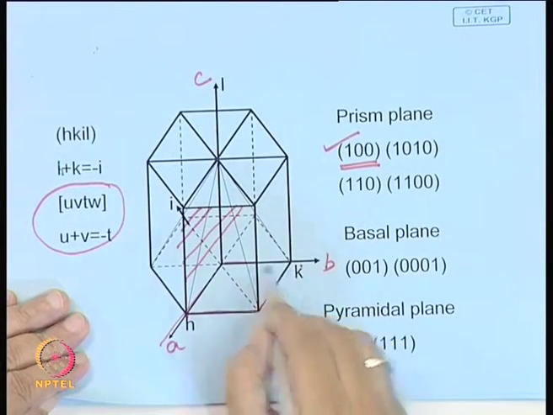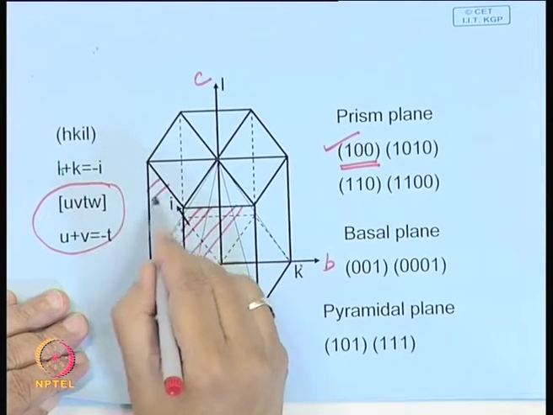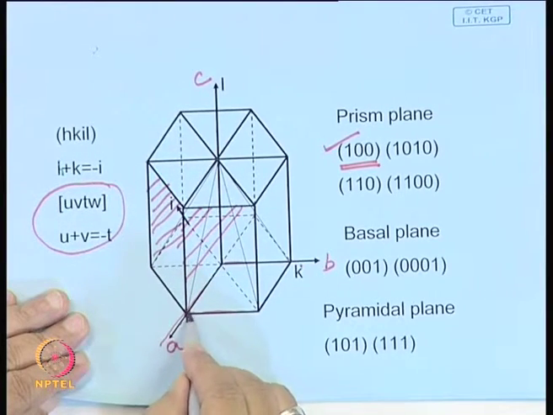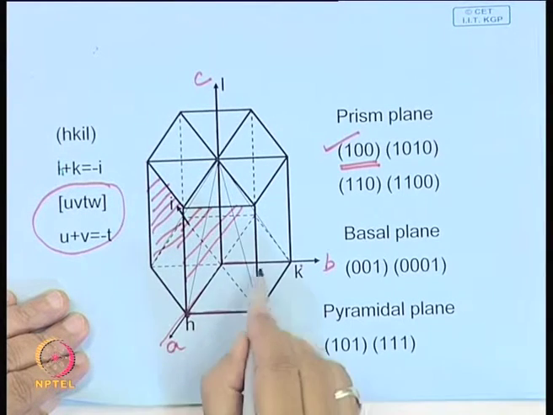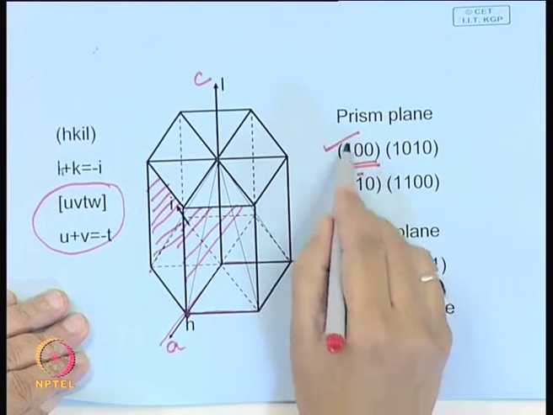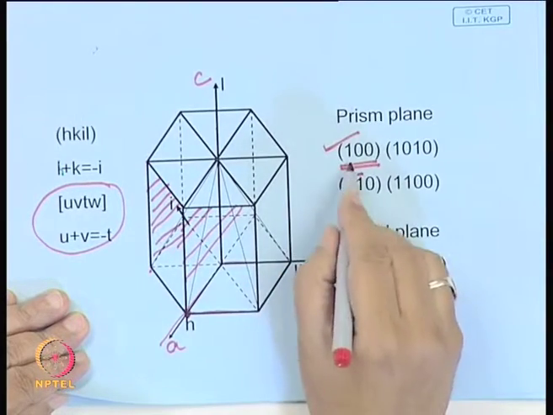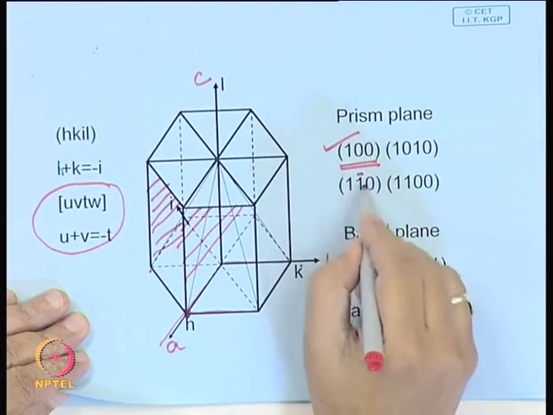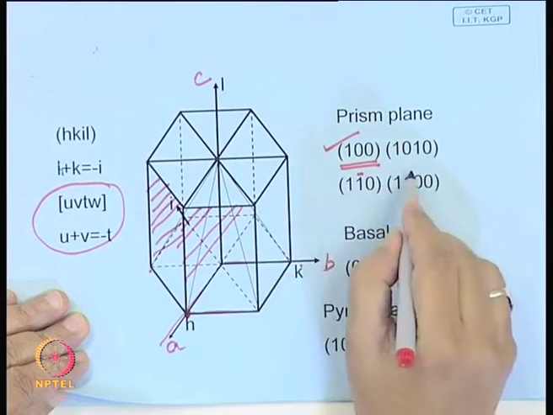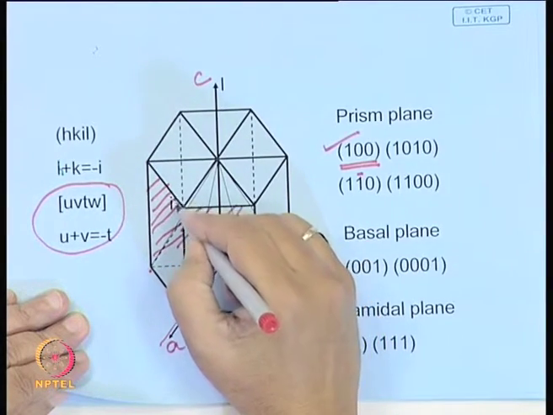But look at another prism plane, say suppose this, they are identical crystal planes. It intersects A at 1, B at -1. So, it indexes this, but looking at the indices, although they are the same, they look different in the indices. So, therefore, people try to represent this by adding another crystal direction.